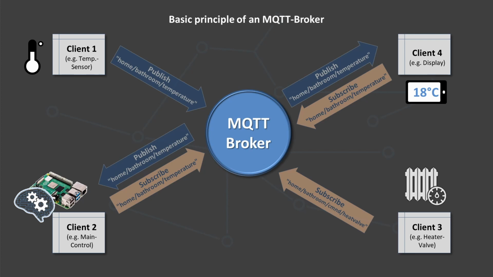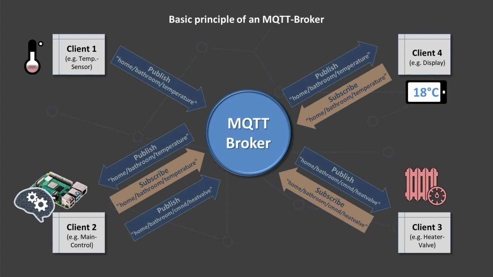The display shows the temperature value, and the main control then processes that value and decides what to do with it. It wants to raise the temperature and sends a command to the valve by a publish to the broker, which forwards it directly to the corresponding subscriber. The valve opens up as requested in the command.